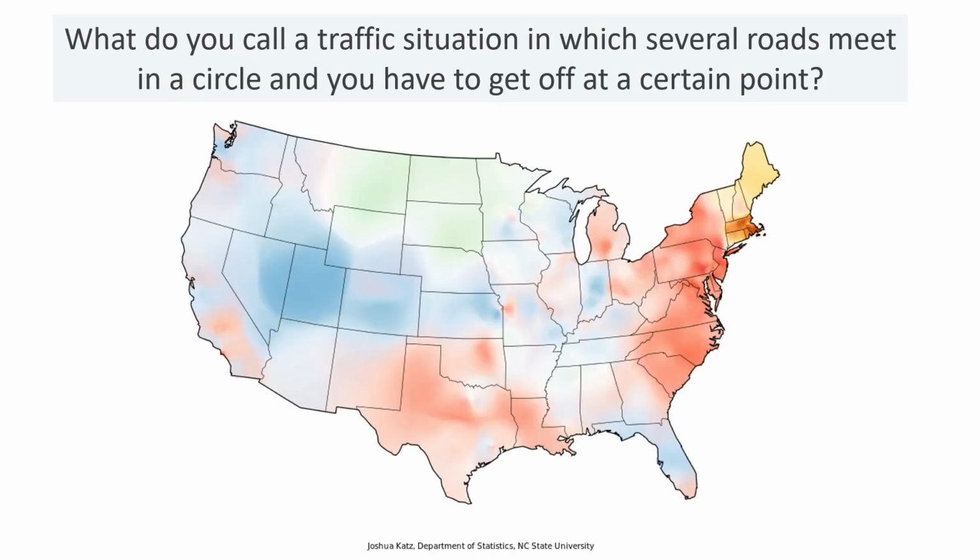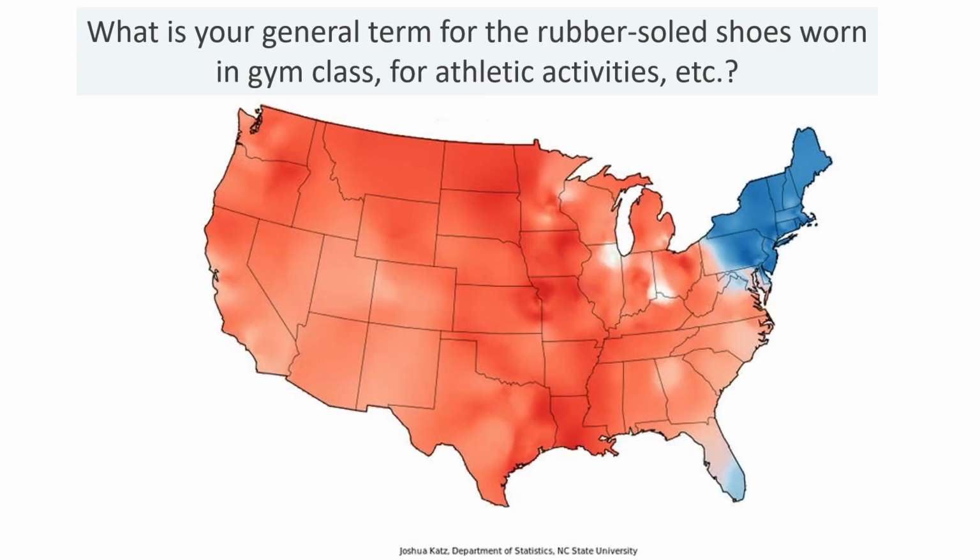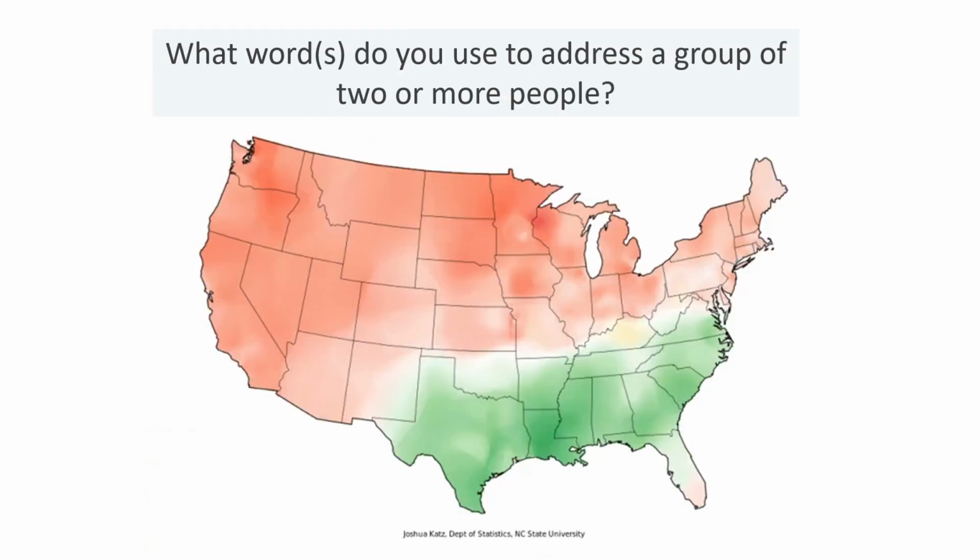Okay. Here are some examples of miscommunication of semantic noises. What do you call a traffic situation in which several roads meet a circle and you have to get off at a certain point? Do you call it traffic circle, roundabout, rotary? What do you call it? Different words for the same meaning. Other thing, what is your general term for the rubber sole shoes worn in gym class for athletic activities? Do you call it tennis shoes, sneakers, gym shoes? Different words. Semantic noise can happen, semantic barriers, okay?